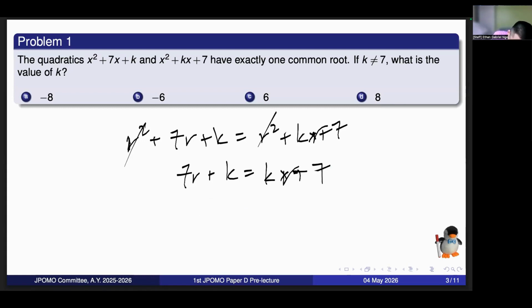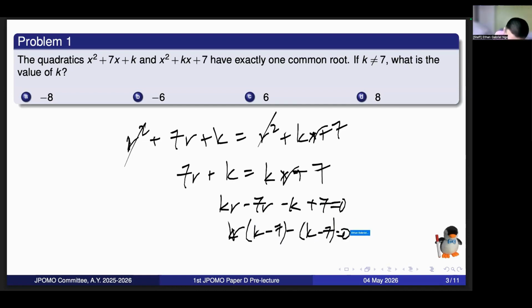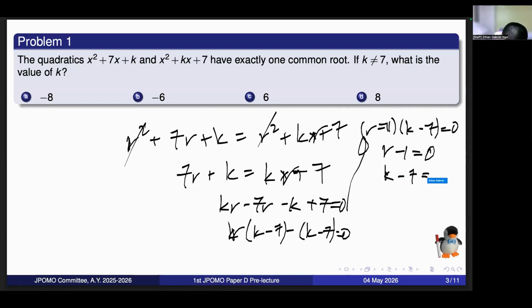So after we transpose everything, what we will get is kr minus 7r minus k plus 7 equals 0. The final step will be to factorize it using Simon's favorite factoring trick. I'm sure some of you know that, right? And then from here, we will have r minus 1 times k minus 7 equals 0. We can get r minus 1 equals 0 and k minus 7 equals 0. However, we can't have k equal to 7, so we're going to cross that out. And so r must be equal to 1.